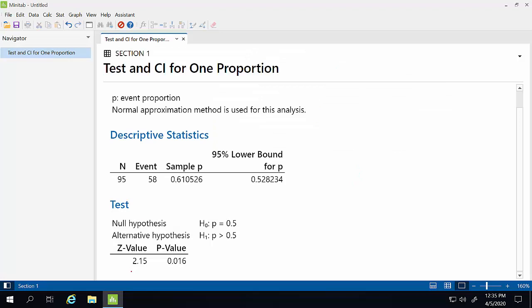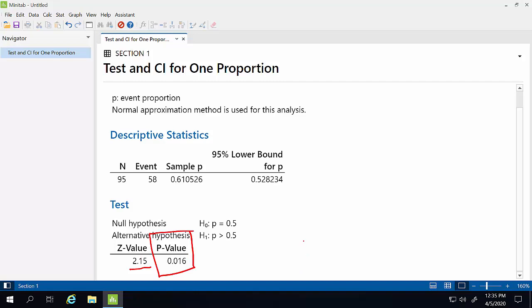So you can see the z value that we calculated before. We got 2.1546, so 2.15. You can use that 2.15 with your critical value and make your comparison. We also get the same p-value that we got before.